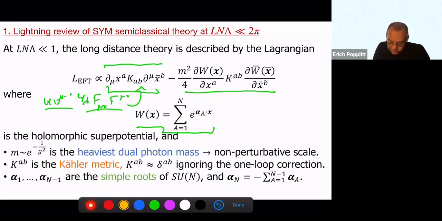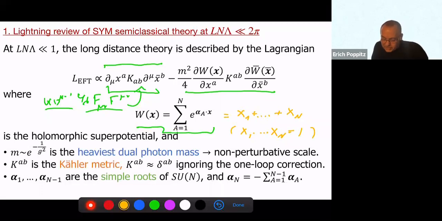Just to remember, there is another way of writing it, which is as a product of n complex variables where there is a constraint that the product is 1. It's an equivalent formulation where these x's are some complex fields which are constrained to be 1. The map from these fields to these fields is the same, but this may be more familiar.